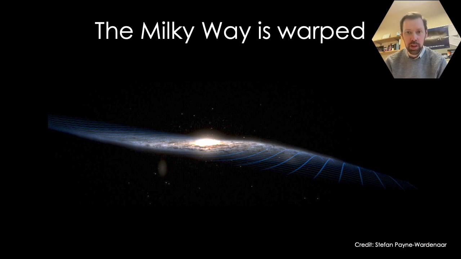Our starting point is that the Milky Way is warped. The Milky Way is a disk galaxy, and that disk is flat in its center, but then in the outer parts it warps upwards on one side and downwards on the opposite side. This is something that we didn't discover in this paper. This is long known. It's been seen in both the stars and the gas.